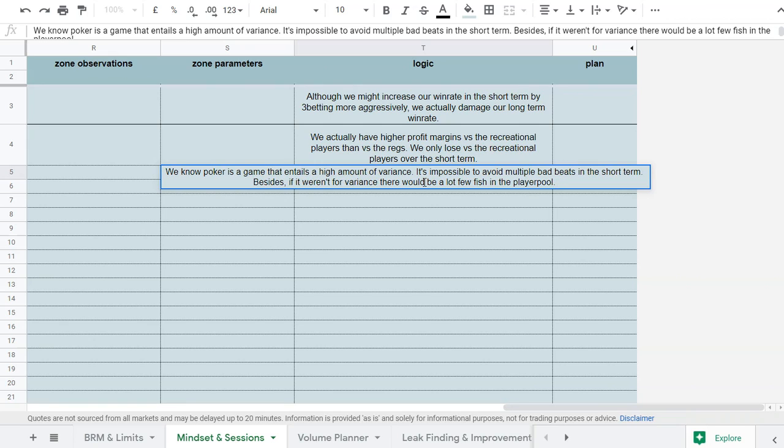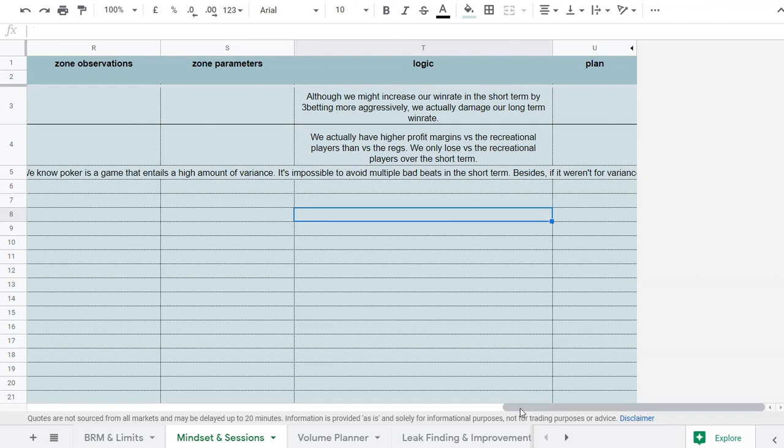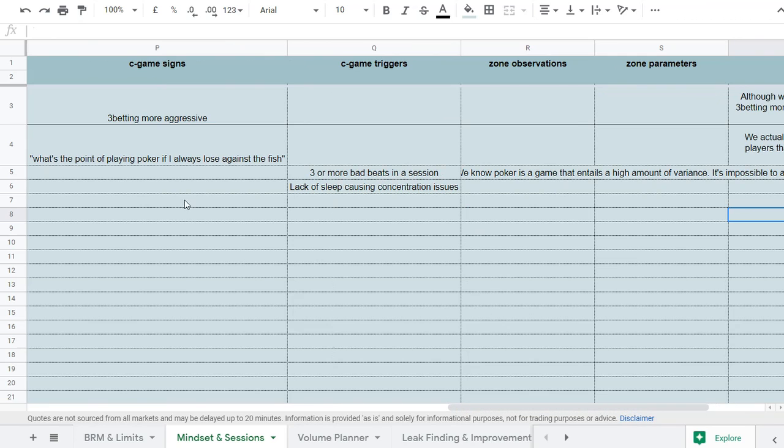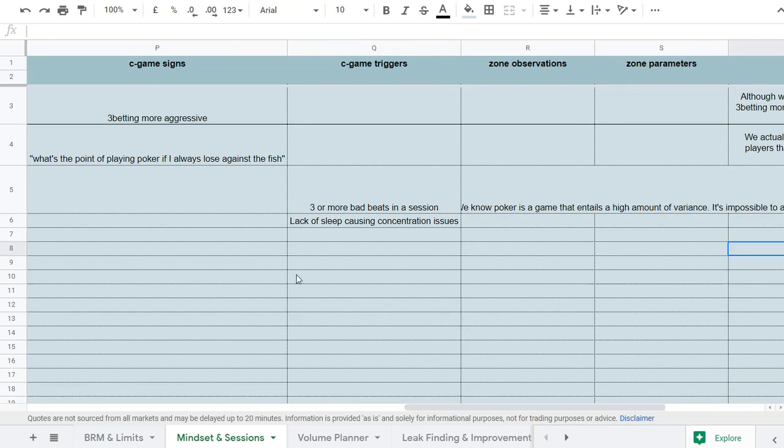And if poker was like that, the weaker players would go broke very fast. There would only be very strong players in the player pool. So we're actually thankful for the variance aspect of poker because it means that weaker players are consistently coming to the tables thinking that they have a chance of winning, which they do over the short term. Now that's clear that it involves a logical statement. So we just want to think more logically about that scenario, but that's not the same for lack of sleep causing concentration issues.